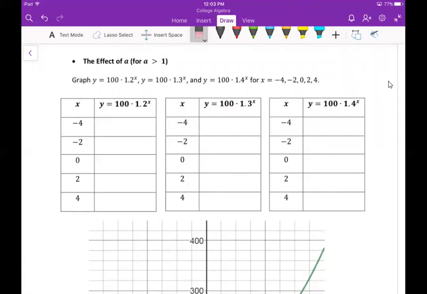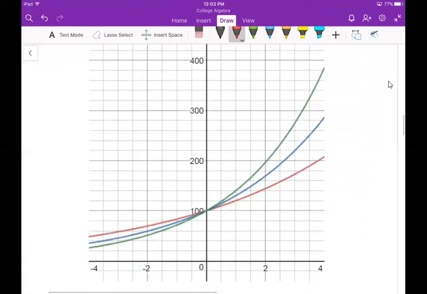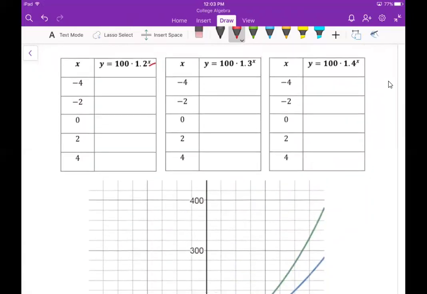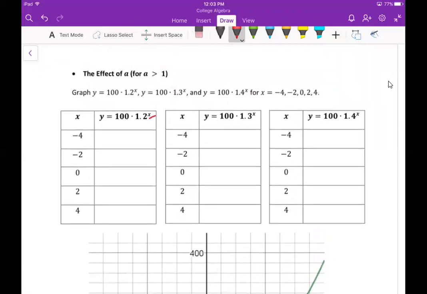So go ahead and pause the video, get some good practice plugging in exponential functions into your calculator. Plug in -4 for x, -2, 0, 2, and 4 into each one of these functions. Get 5 points and then match them to the graphs. Tell me which one of these is the green graph. Is it 100 times 1.2 to the x, 100 times 1.3 to the x, or 100 times 1.4 to the x? What we're doing here is investigating that effective A. Notice I'm leaving the initial value the same for each one of these.